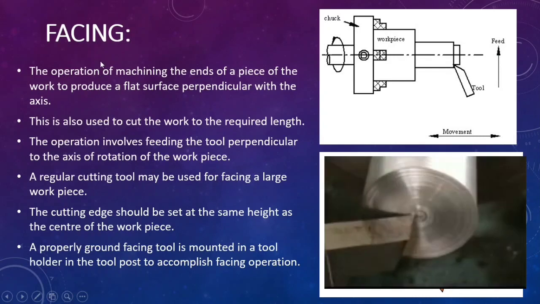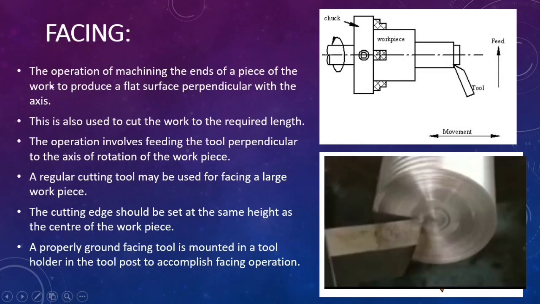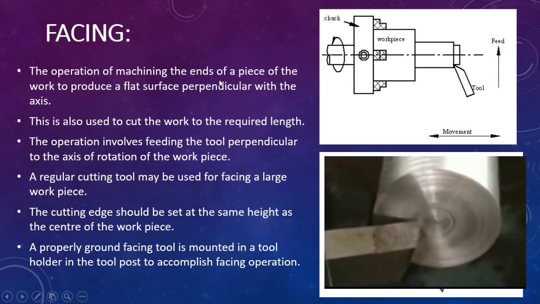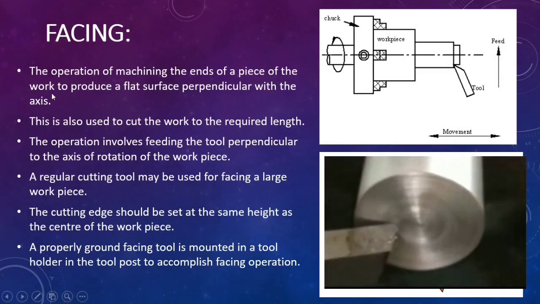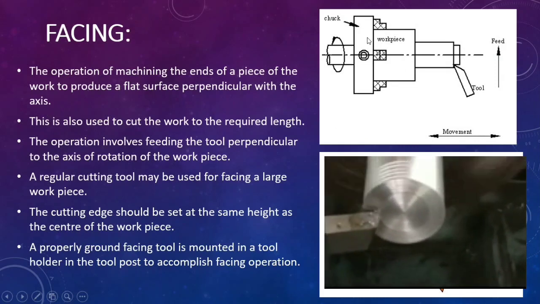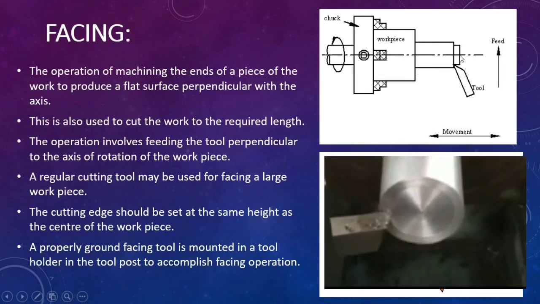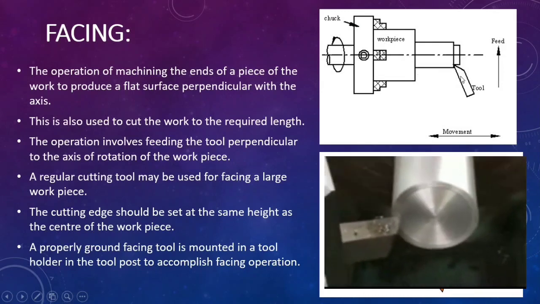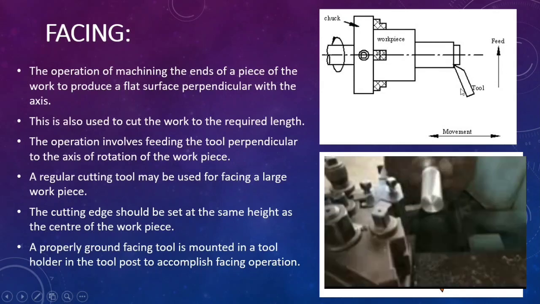Facing. So the first operation is facing. How is facing going to be done? In facing, the operation is machining the end of the workpiece to produce flat surfaces perpendicular to the axis, at the end of the workpiece. This is the chuck where the workpiece is held. At the end of the workpiece, you can see the tool is moving in this direction. So you can see the feed is in this direction, perpendicular to the axis of rotation.